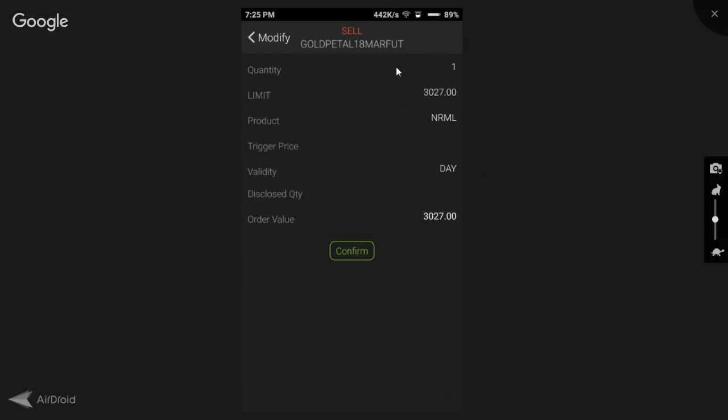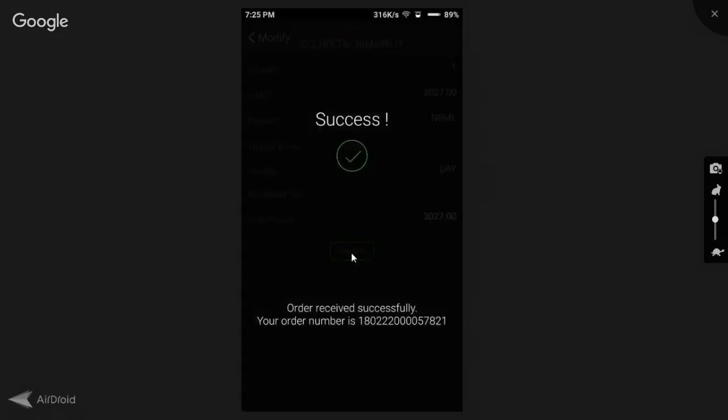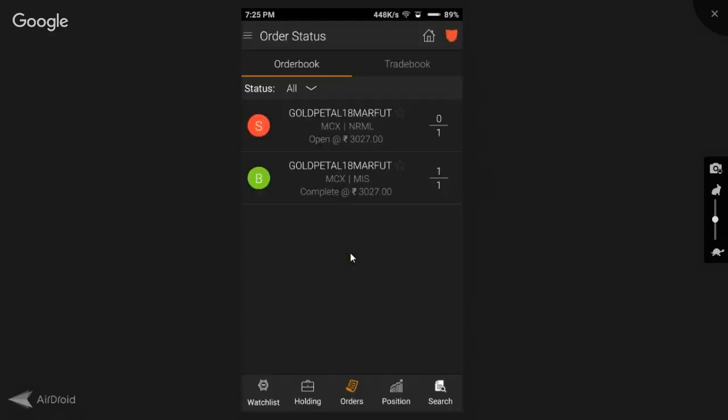All right, and now I do the confirmation for submitting it. Okay, so yes, I want to sell one item. Okay, and its validity is day, it is an NRML position, and I want to confirm. So it's been sold. As you can see from here, there are three extra things that you have to understand.